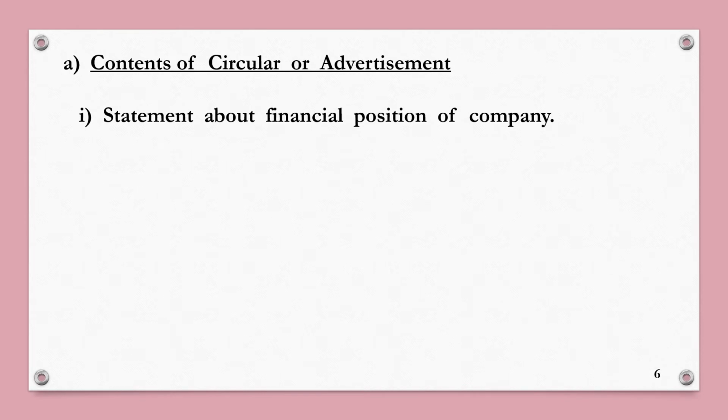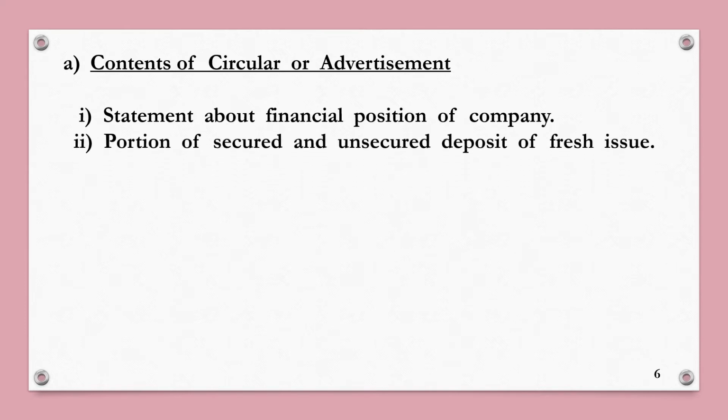The first one being the contents of circular or advertisement. A company accepting deposit needs to include the following contents in its circular or advertisement. Firstly, it must include statement about financial position of the company. Financial position is nothing but the balance sheet of company. This financial statement includes 3 main components, that is, it speaks about the assets, liabilities and equity of the company.